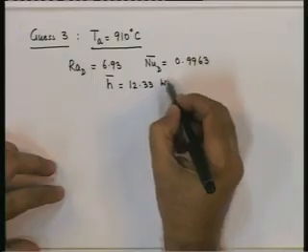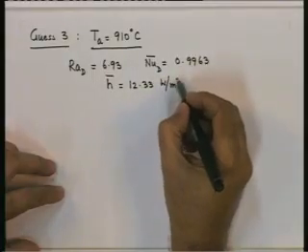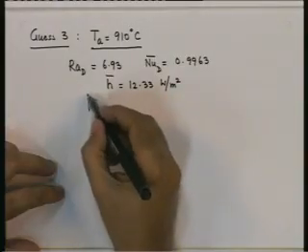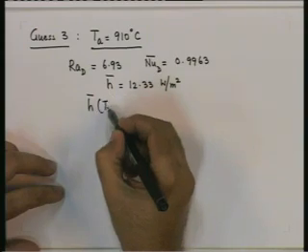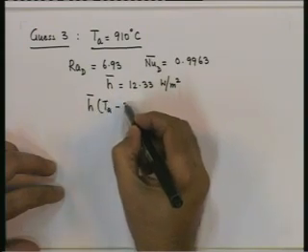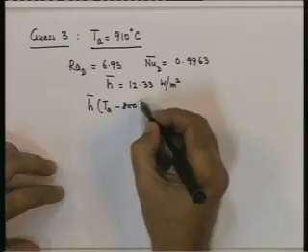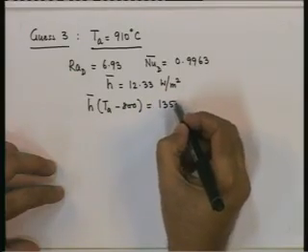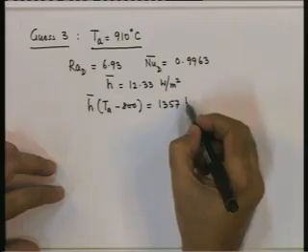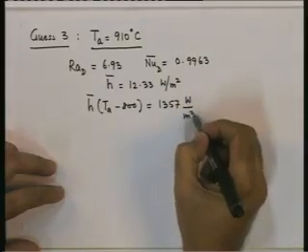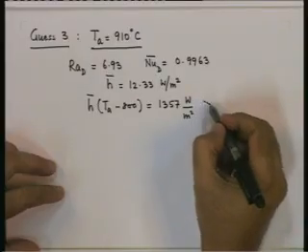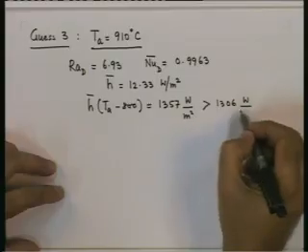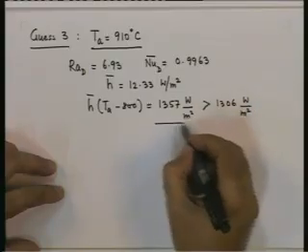which gives us an average heat transfer coefficient to be 12.33 watt per meter squared, which gives us h bar into TA minus 800 to be 1357 watt per meter square, which is, well, still higher than 1306 watt per meter square.